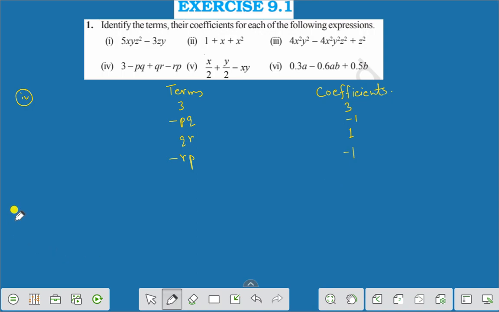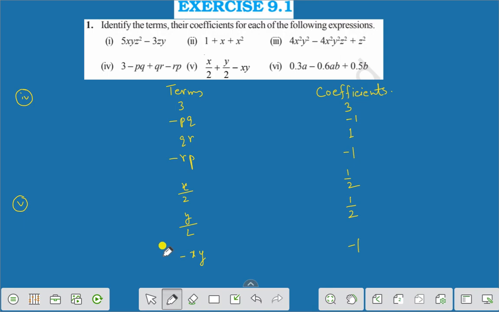Right? Now question number 5. In question number 5, you see the various terms are x by 2, y by 2, and minus xy. Here you see x by 2, that is x is multiplied with 1 by 2. The coefficient will be 1 by 2. y is multiplied with 1 by 2. The coefficient of this term is 1 by 2. And xy is multiplied with minus 1. Therefore, the coefficient of this term is minus 1. So 1 by 2, 1 by 2 and minus 1.